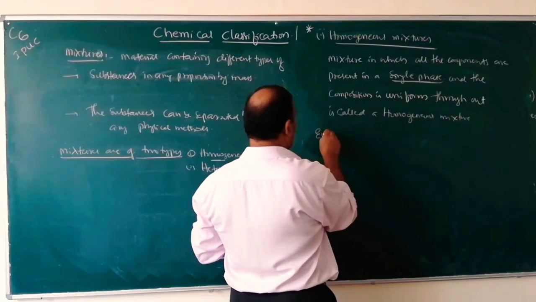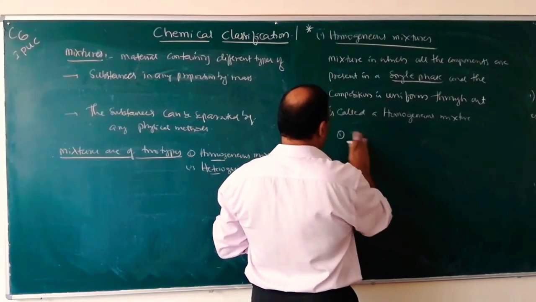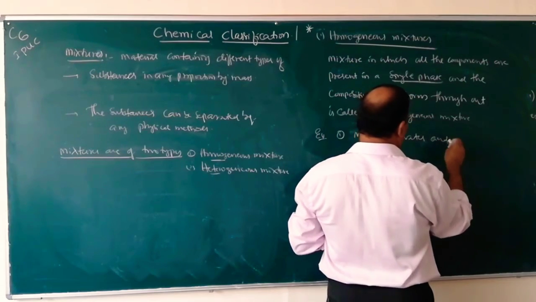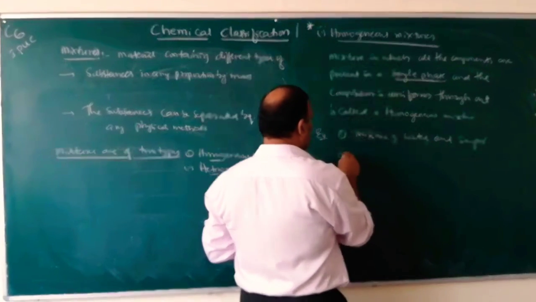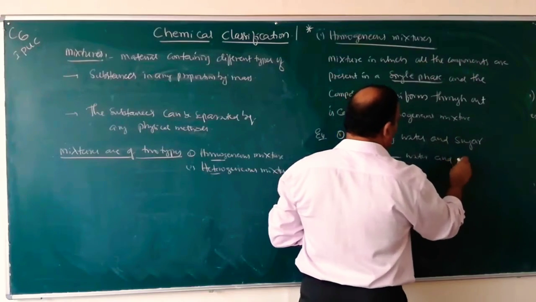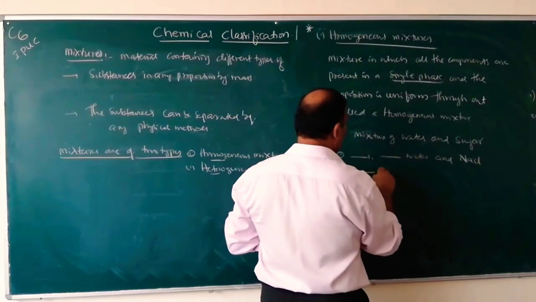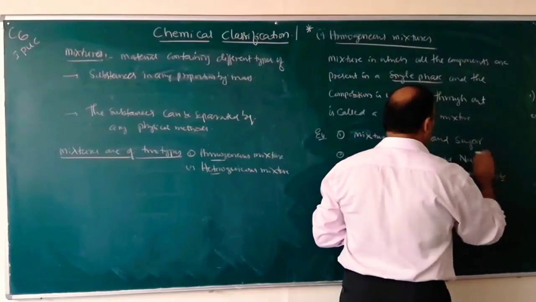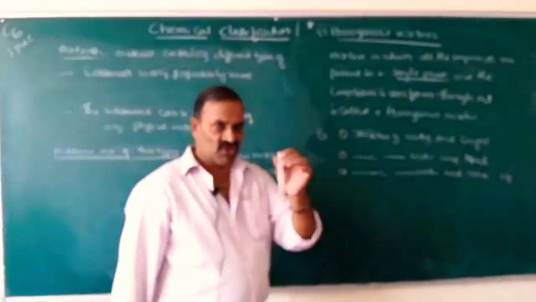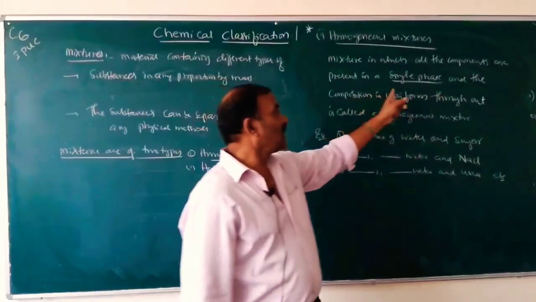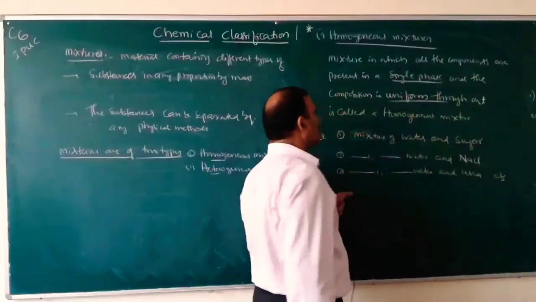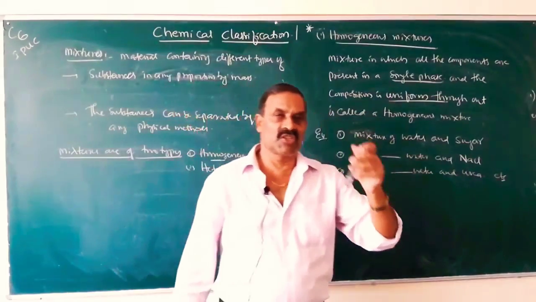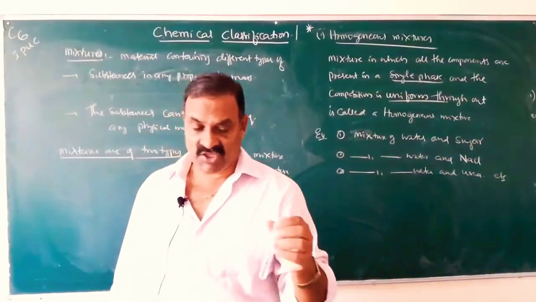Homogeneous mixture. Examples for homogeneous mixture: number 1, mixture of water and sugar. Number 2, mixture of water and sodium chloride. Number 3, mixture of water and urea, etc. These are all homogeneous mixtures. A mixture in which all the components are present in a single phase and the composition is uniform throughout is called homogeneous mixture. Mixture of water and sugar, sodium chloride and water, urea and water form a homogeneous mixture.